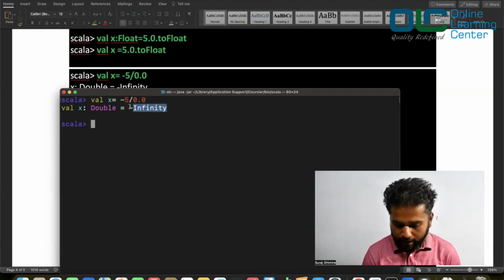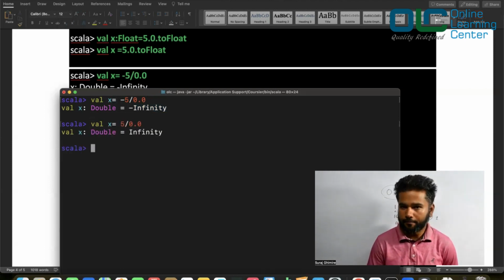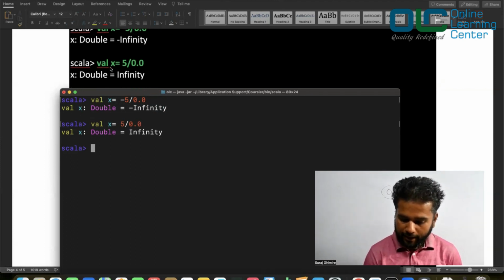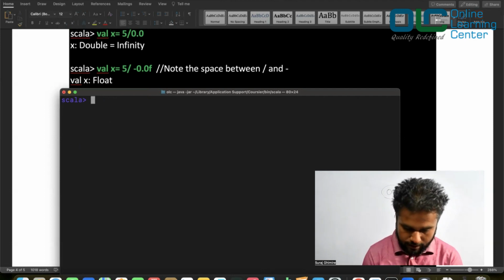And why did I get minus? Because there is a minus symbol here. If you remove this minus and just say it like this, then it gives you infinity. Clear? So if you see, well, x is equal to 5 by 0.0 gave me infinity, but this infinity is of double type.